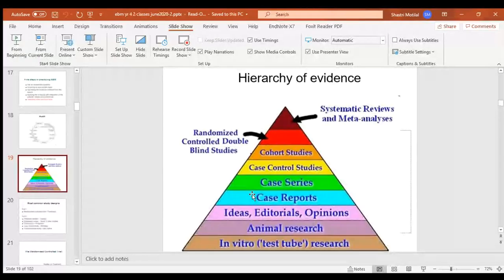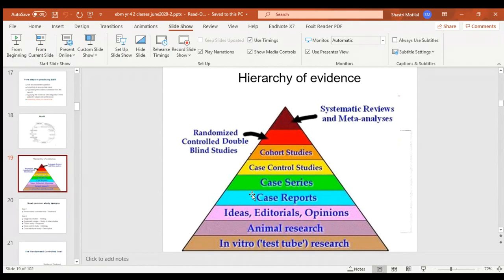Cohort studies, as we'll see tomorrow, tell us about prognosis and risk factors. They tell us what risk factors make people sick. Case control studies also tell us about risk factors and disease, or what could be causing a disease. Then case series and case report.